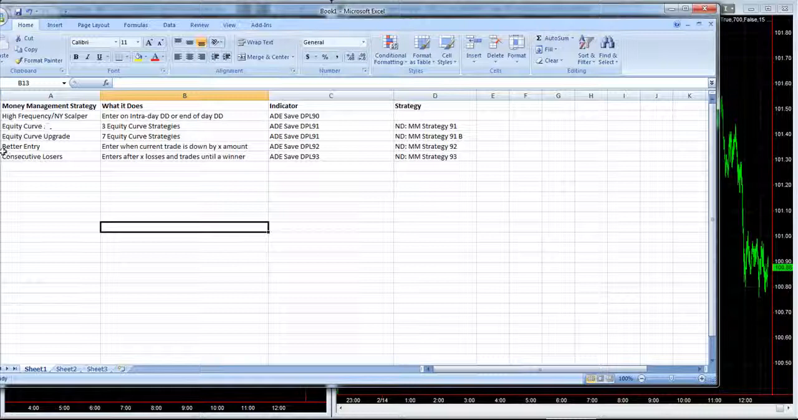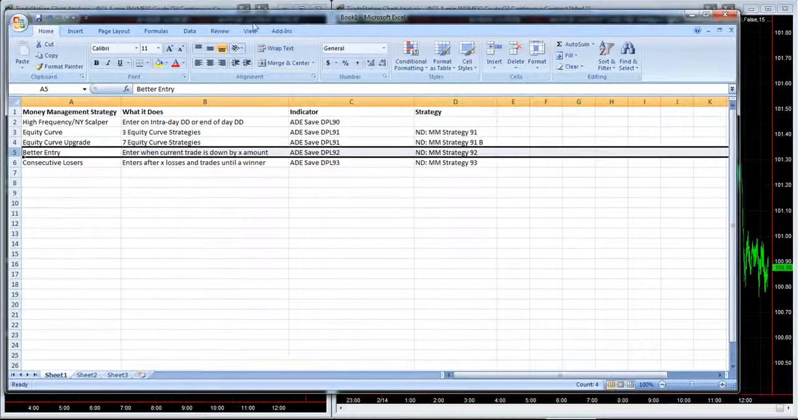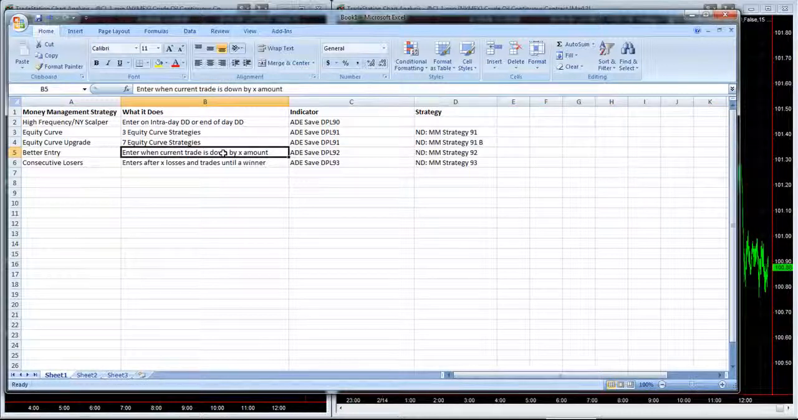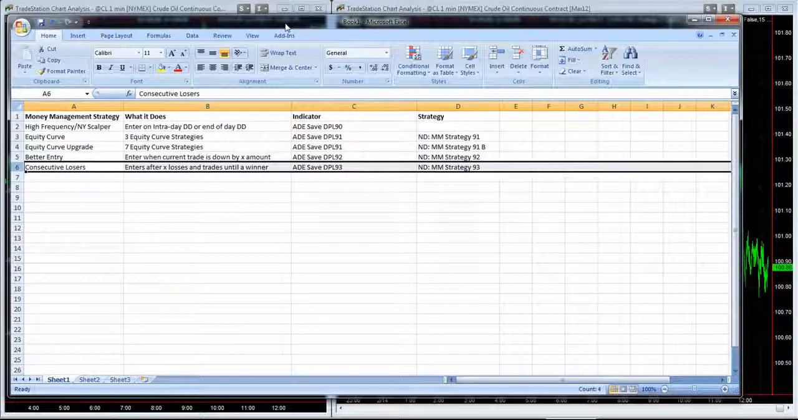We have the better entry algorithm, and we've sent some videos out about this and all these strategies, but I'm consolidating them here in one video in one spreadsheet so you can see it. The better entry algorithm enters when the trade is down by X amount. Those inputs can be changed. And then consecutive losers. After there's a certain number of losers, we start trading until there's a winner. We sent a video out about that last week, about EVP2 5-minute, and showed the performance in that.